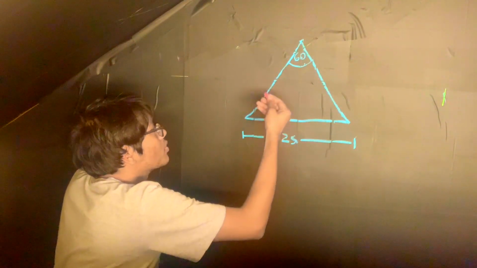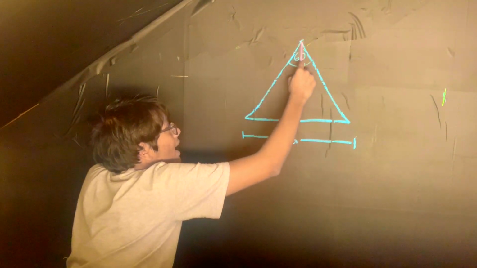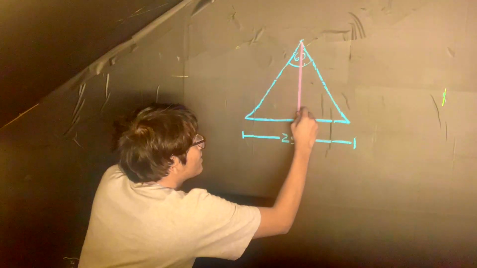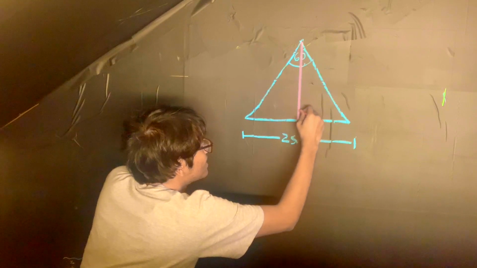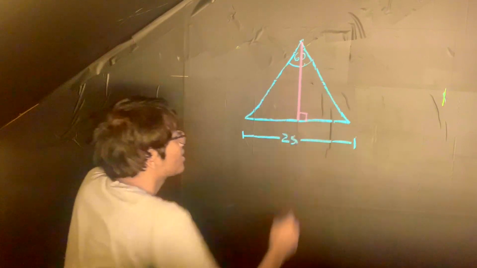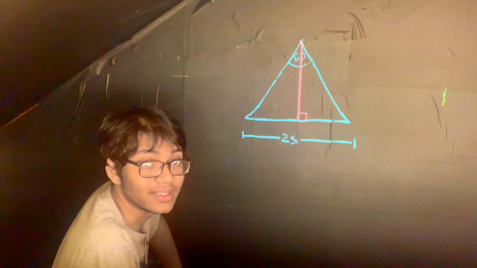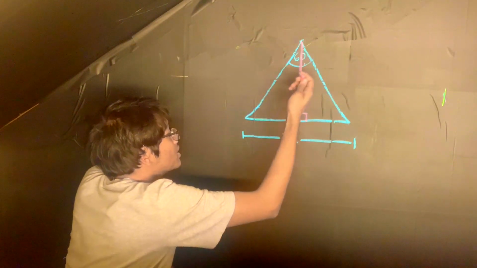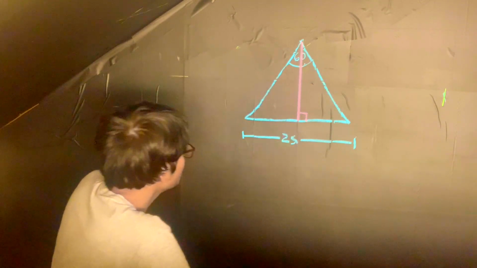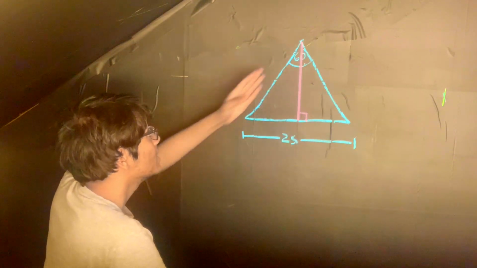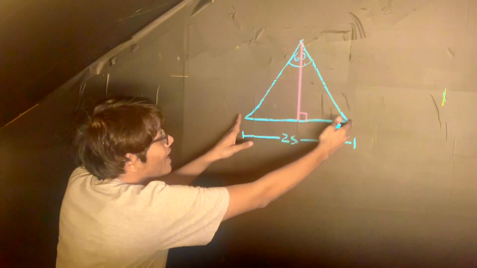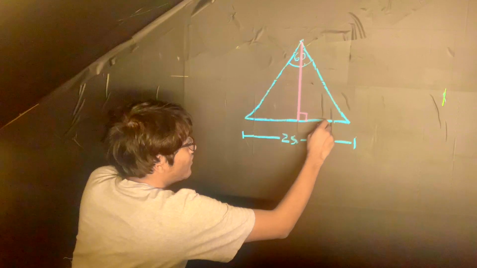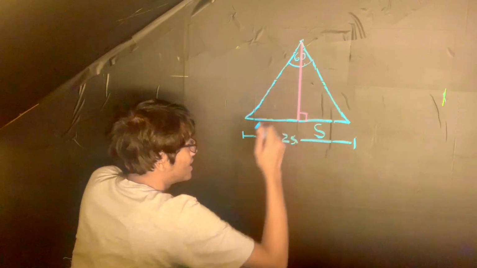So maybe I can go ahead and drop an angle bisector from the top right there. Because this is an equilateral triangle, this angle bisector will be perpendicular to the base. So let's call this height over here h. Okay, but we don't even have to do that. Since this is an equilateral triangle, the angle bisector is also going to be bisecting this opposite side. So if this whole side is 2s, we know that half of this side would be just s.